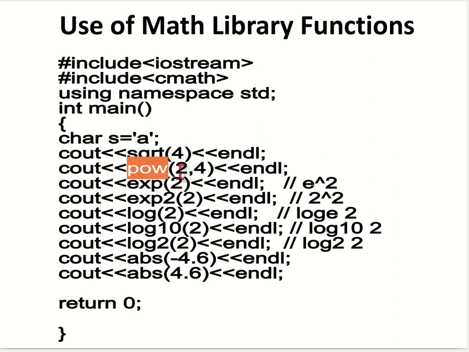Okay, what is pow(2, 4)? It will give you 2 raised to 4. exp(2) is e raised to 2. exp2(2) is 2 raised to 2. log(2) is the natural logarithm of 2. log10(2) is the logarithm of 2 base 10. log2(2) is the logarithm base 2. The absolute value of minus 4.6 gives you what? 4.6. The absolute value of 4.6 gives you what? 4.6.